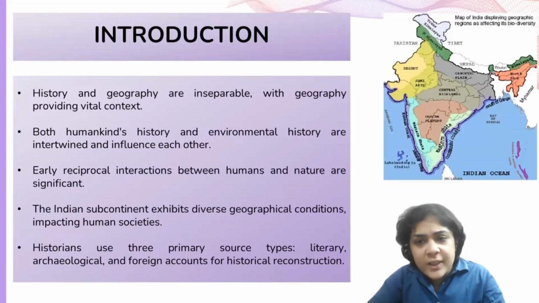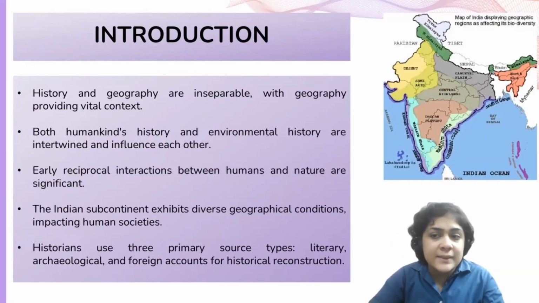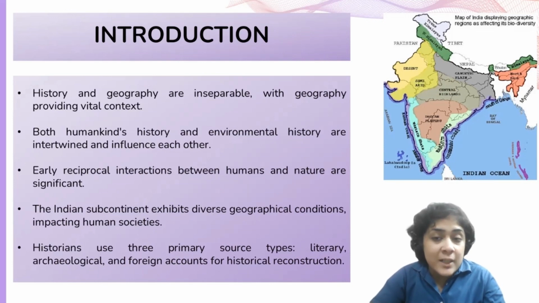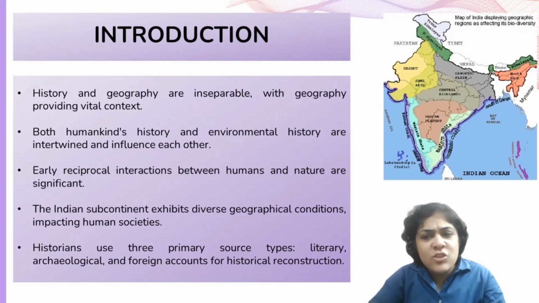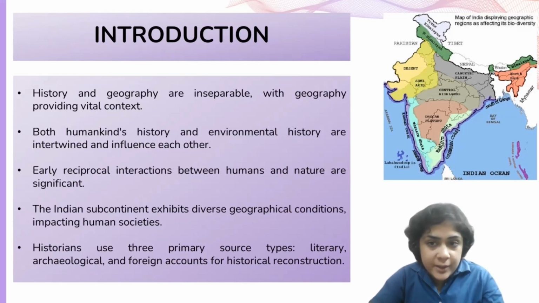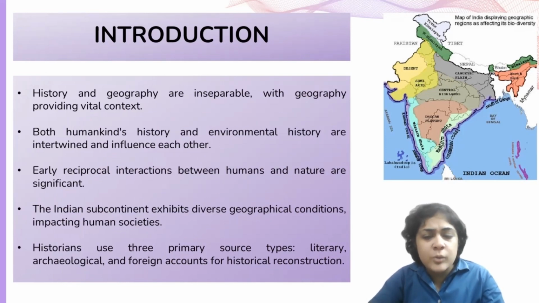The study of history is significantly incomplete without considering geography, as it forms an essential component. Geography provides a crucial context that history relies upon. This is because history is not just about the human story, it also encompasses the history of the environment. These two aspects are intertwined and challenging to separate, with a long history of mutual influence between human societies and their surroundings. The interaction between humans and nature dates back to the early times, with each shaping the other.